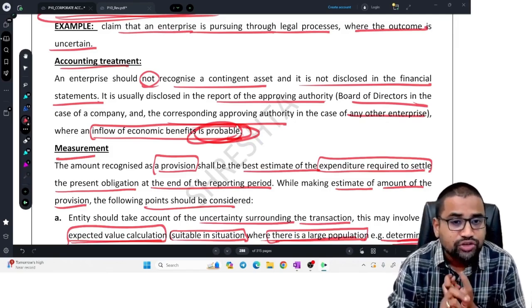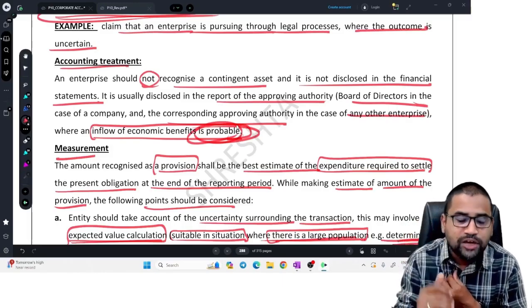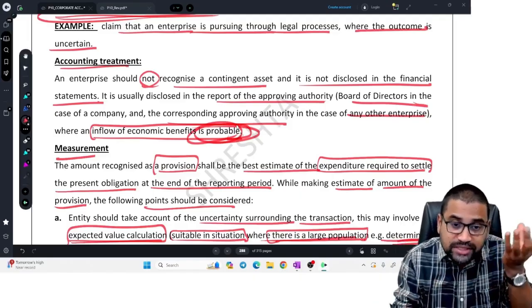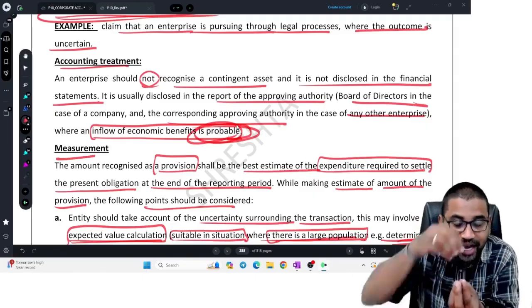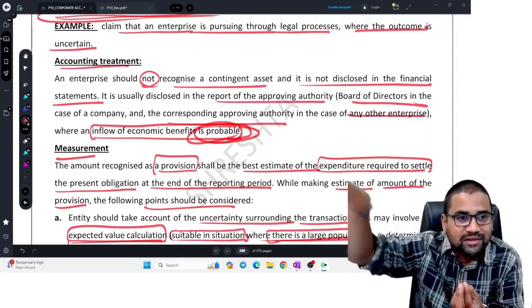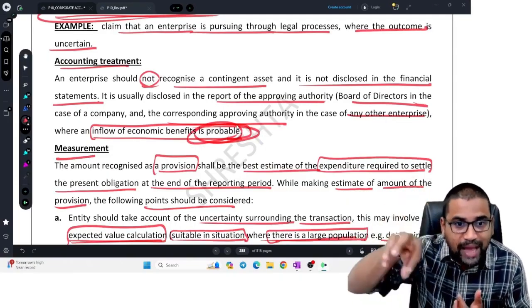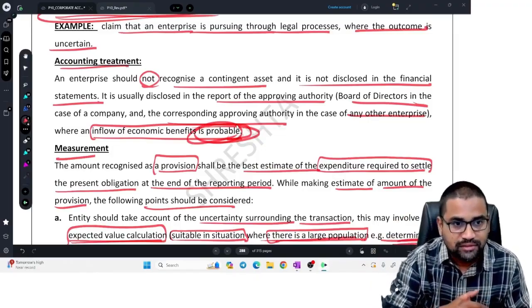A contingent liability will not automatically come in notes to accounts. Only if the possibility of outflow of resources is not remote, that means not rare. That means as of now it is a possible obligation, and in future it becomes a liability, a present obligation, and it results in outflow of resources. Then it will come in notes to accounts, if you feel that will happen, because as of now it is only a contingent liability.